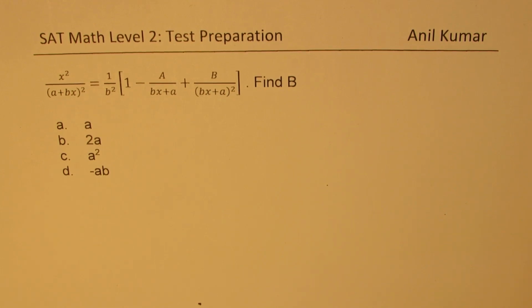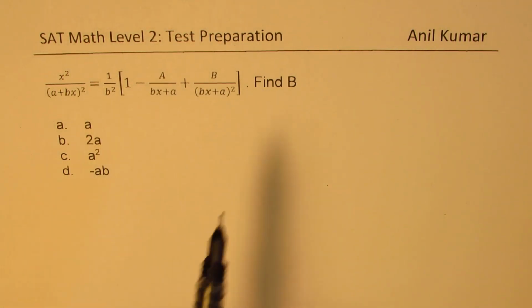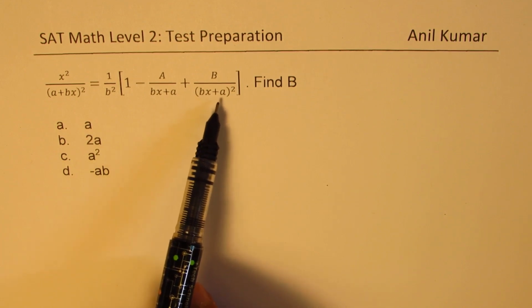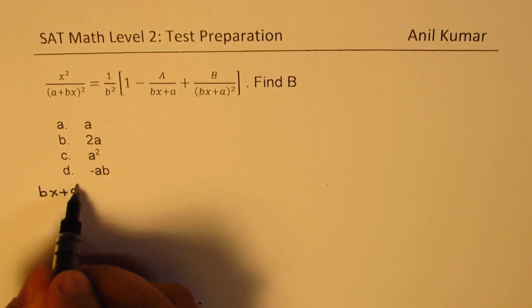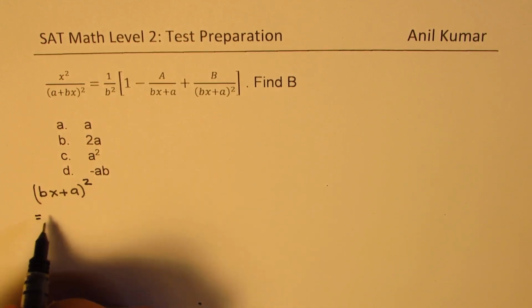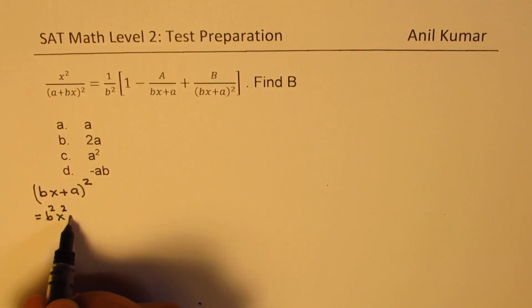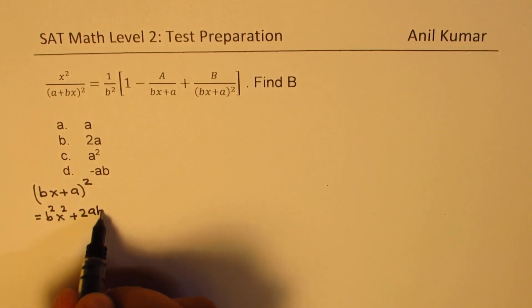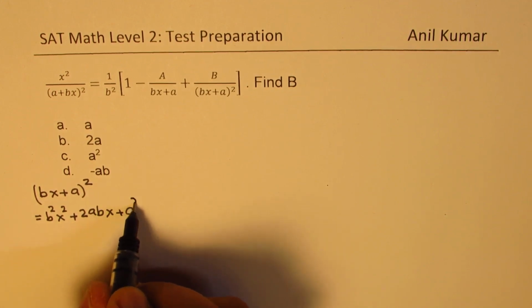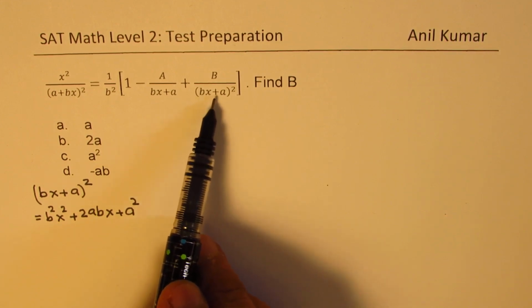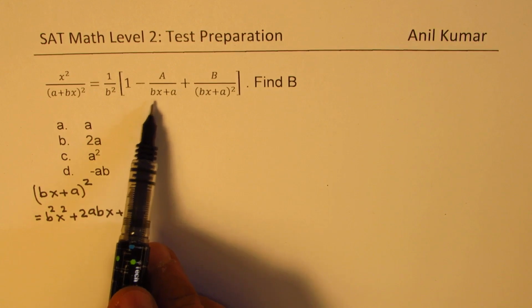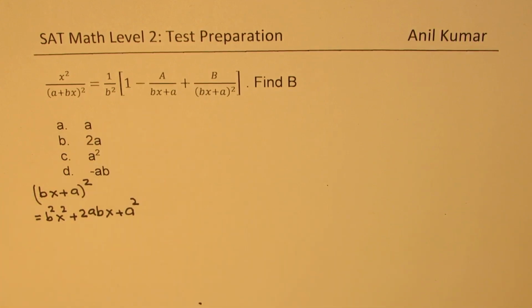Now you can always pause the video and find the value of b. I'll show you a very neat way of doing it without going through long division and the standard way of doing it. So let us try to understand what (bx plus a) whole squared is. Let me write down here: (bx plus a) whole squared is basically equal to b squared x squared plus 2abx plus a squared, right? So that is the term which we are looking for, which will cancel with (bx plus a) whole squared. Okay, now let us see how to do it.